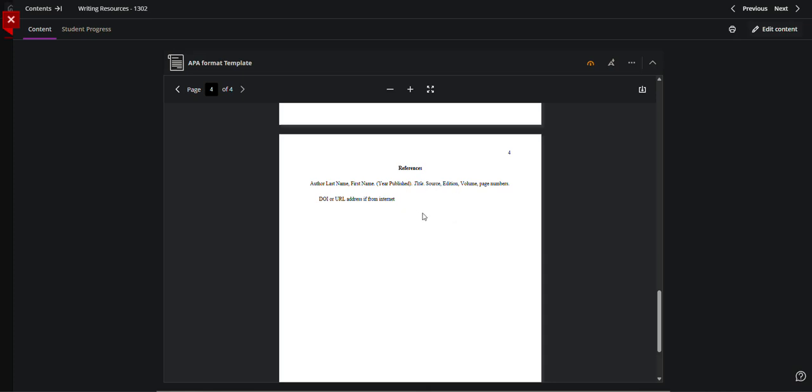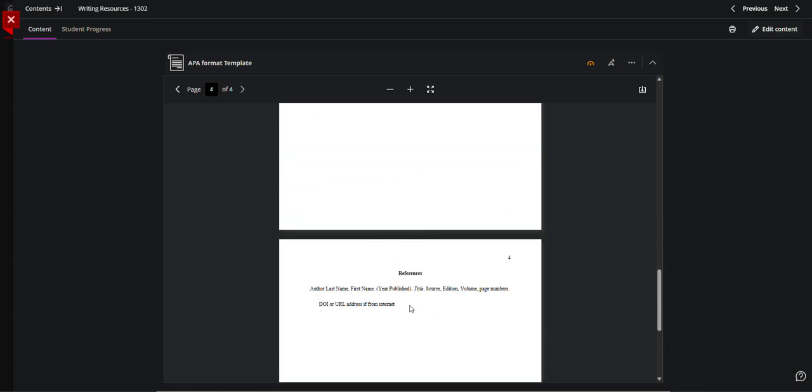And actually, I think this might not be completely correct, so I will double check that. But they've changed it several times since this template came out. So in any case, I will try to fix that before I publish this. But your references should be right here, basic references for APA.